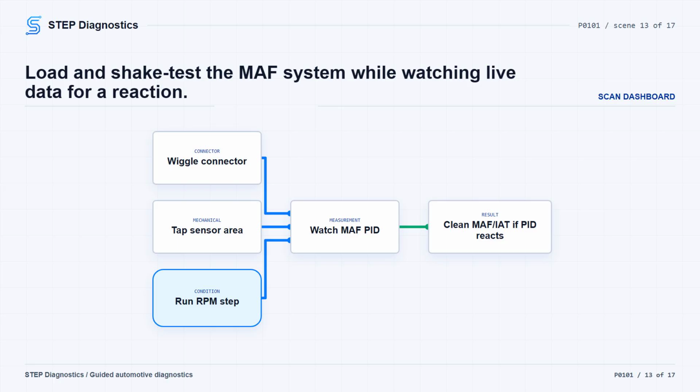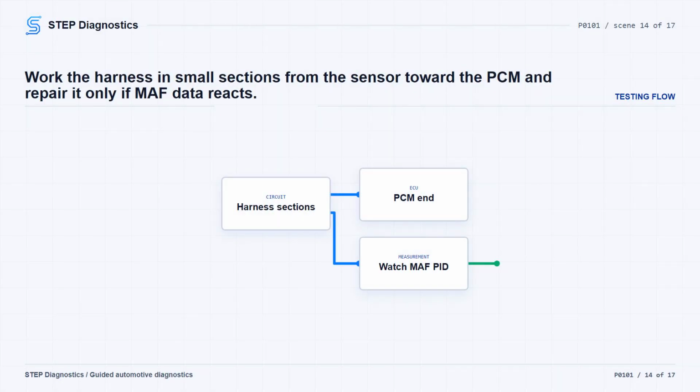If the MAF PID changes during this check, clean the MAF/IAT sensor using CRC Mass Airflow Sensor Cleaner 05110 or equivalent. Reset Keep Alive memory and repeat the self-test. If the PID does not change, continue with the harness intermittent check. Now keep watching the MAF PID and work the harness in small sections from the sensor back toward the PCM. Wiggle, shake, and bend the harness while looking for the PID to react. If the MAF PID changes, repair the harness as necessary, clear the PCM DTCs, and repeat the self-test.